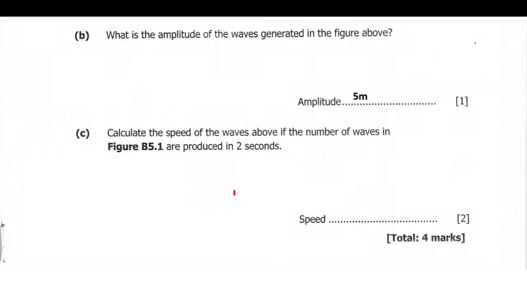So our formula will be speed is equal to distance divided by time. And then since distance was 6 and time is 2 seconds, we'll divide and get speed as 3 meters per second.